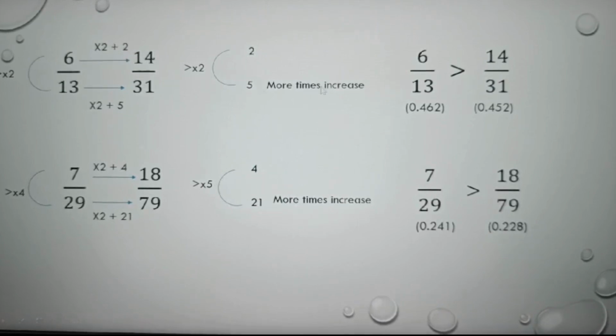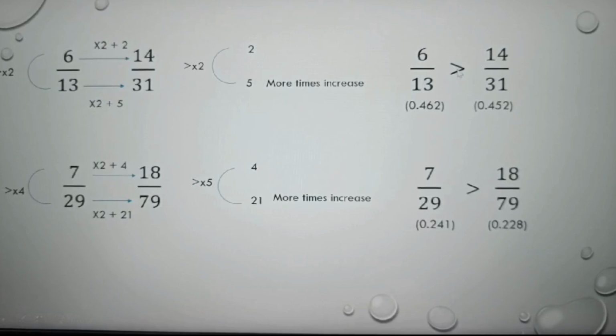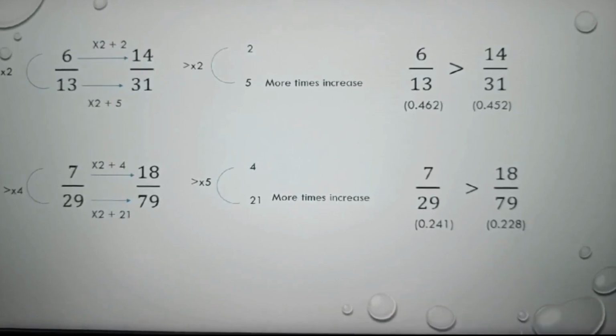So the denominator increases more times, so the resulted value has a bigger denominator. That's why 14 by 31 is smaller. So 6 by 13 is the bigger valued fraction. So in the comparison, 6 by 13 is greater than 14 by 31. This can be confirmed for your confidence: 0.462 is more than 0.452.